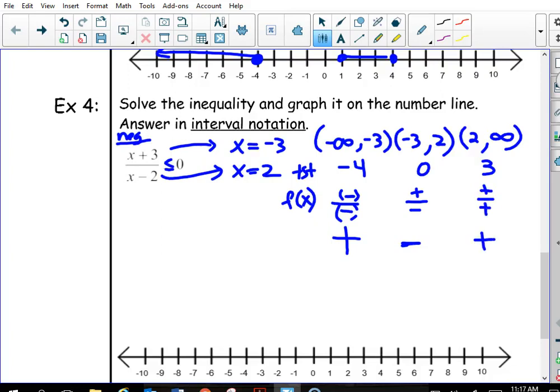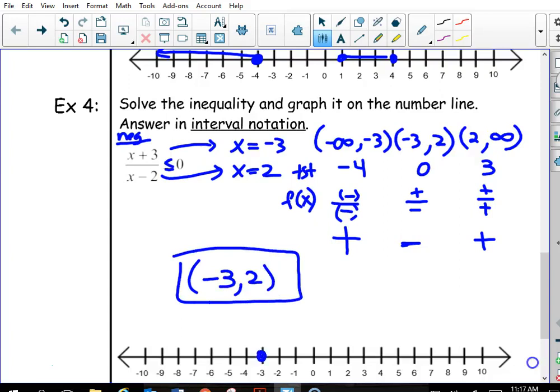Okay, so where is this negative? It's going to be between -3 and 2. And this does have an equals part, so close points. Okay, let's do another one.